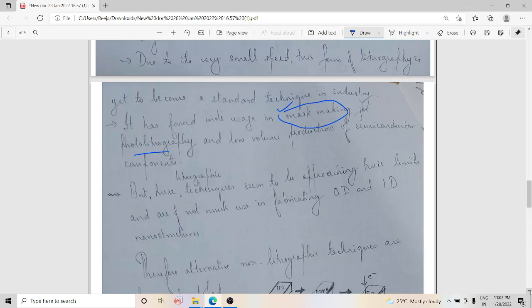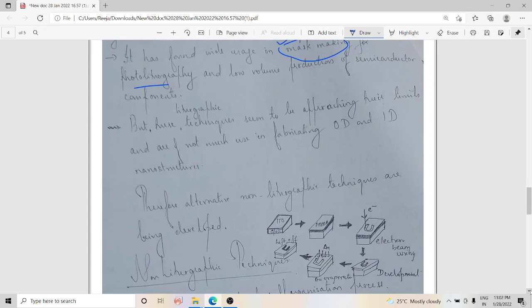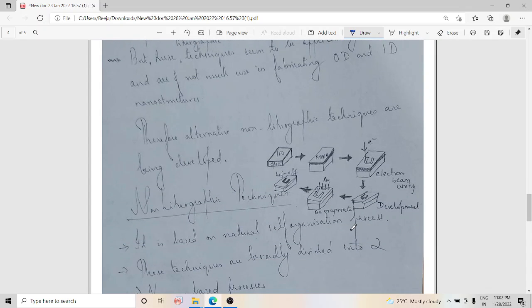But we require synthesis techniques which are capable of fabricating zero-dimensional and one-dimensional nanostructures, for which the lithographic techniques are incapable. So alternative non-lithographic techniques were developed. Here I have just shown you diagrammatically the electron beam lithographic technique, which you can go through.